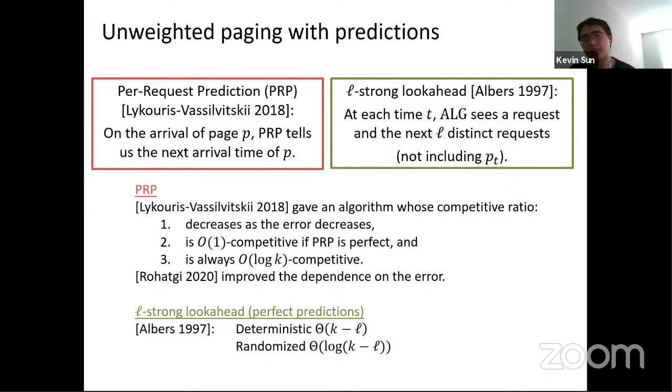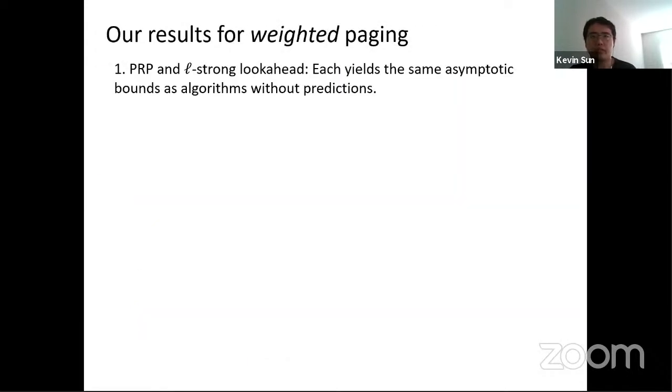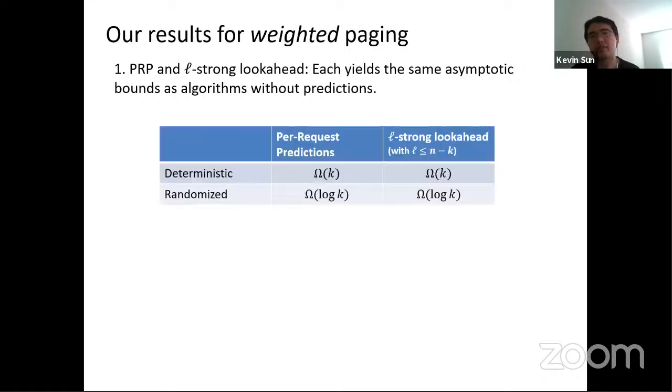So we want to consider the same problem in the weighted setting. Our first result is a lower bound, which says that these 2 prediction models yield the same asymptotic bounds as algorithms without predictions. In other words, even if the predictions are perfect, we cannot beat the lower bounds for algorithms without predictions. So for weighted paging, even with perfect predictions, any deterministic algorithm must be at least k competitive, and any randomized algorithm must be at least log k competitive.